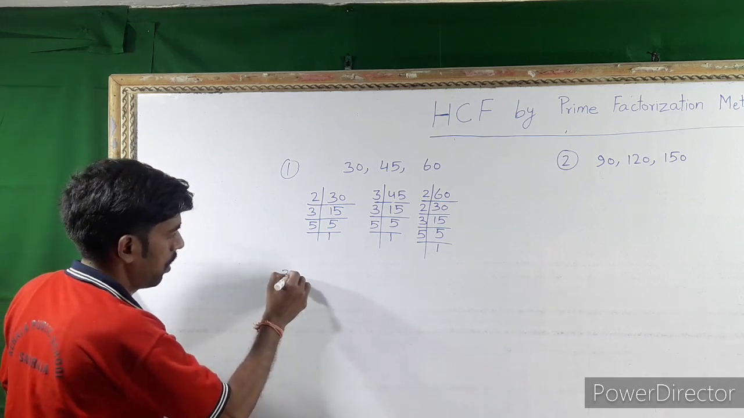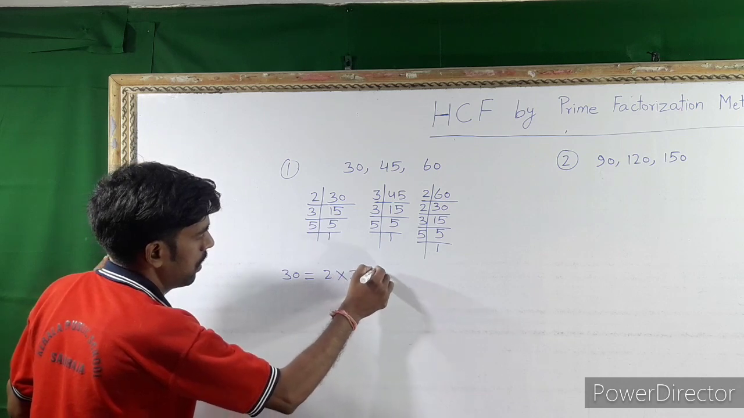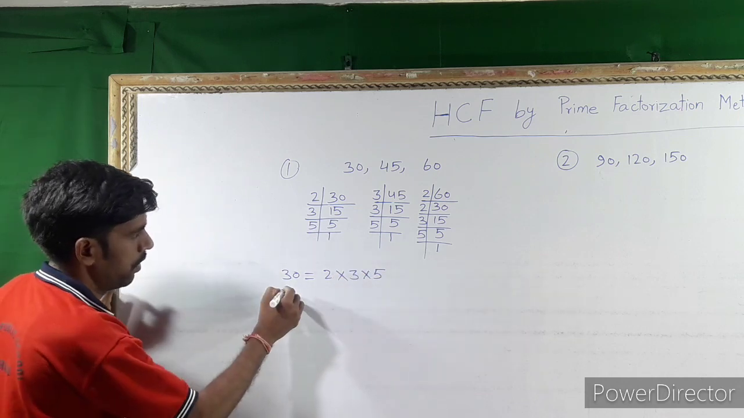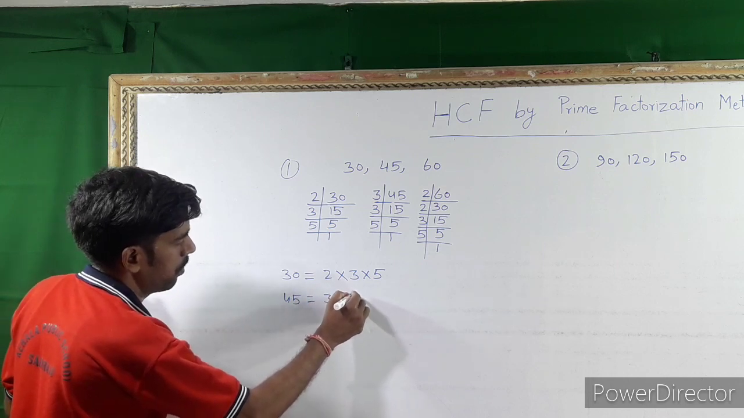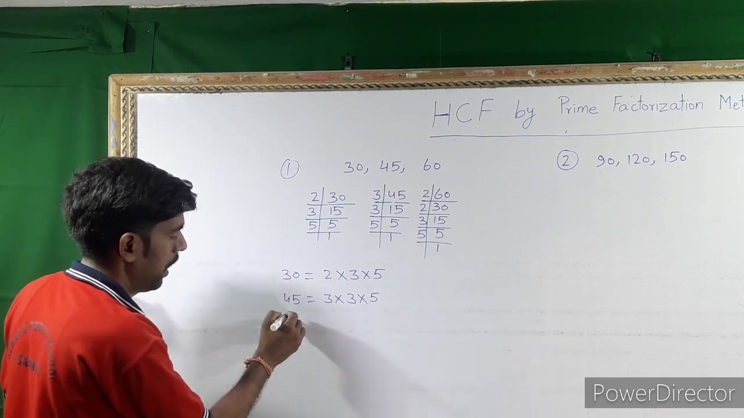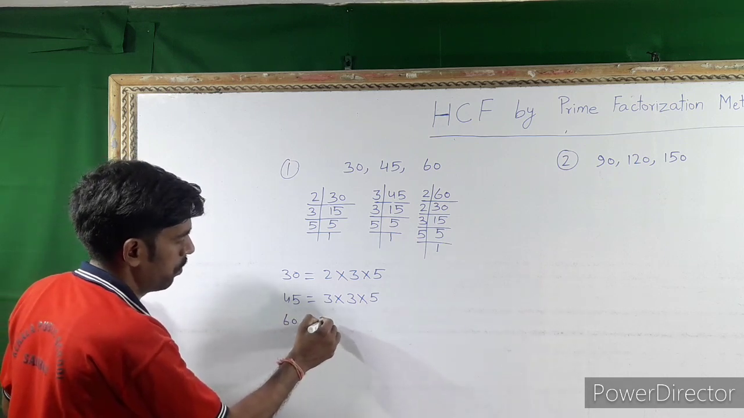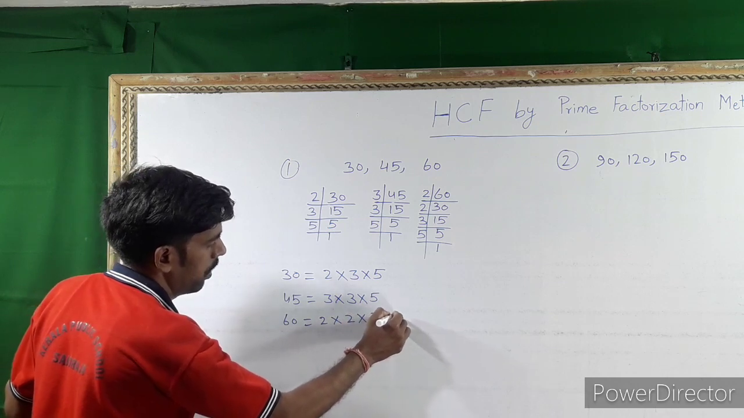So 30 is equal to 2 into 3 into 5. 45 is equal to 3 into 3 into 5. And 60 is equal to 2 into 2 into 3 into 5.